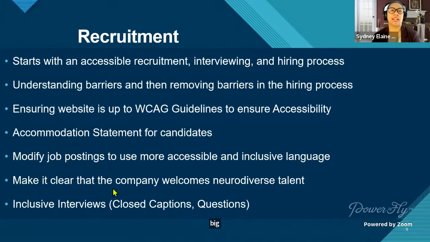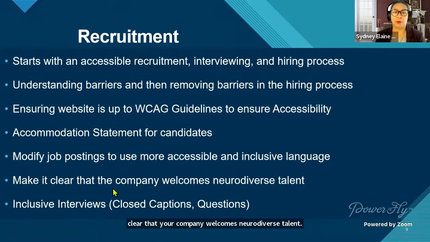A lot of job postings have requirements that, if you actually look at them, are more of a nice to have, but they think it's a requirement. Really understand whether it's a need to have, or just something you've had for so long that it feels like what you need. Understand those barriers and make it clear that your company welcomes neurodiverse talent. Have it on the job posting. A lot of employers just say, we're an equal opportunity employer, and that's great, but it's kind of vague and doesn't really say that you welcome neurodiverse talent.